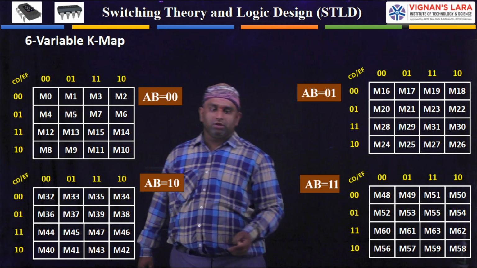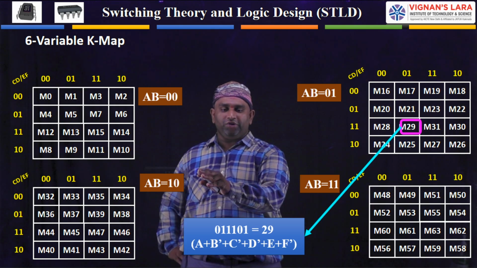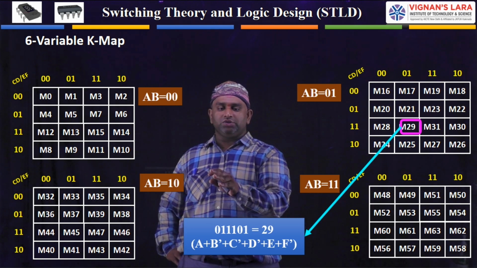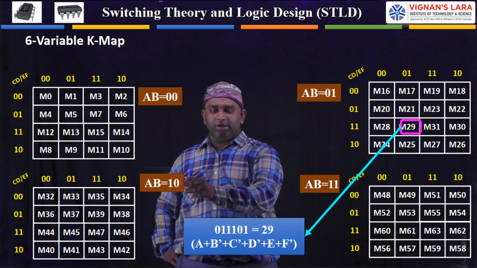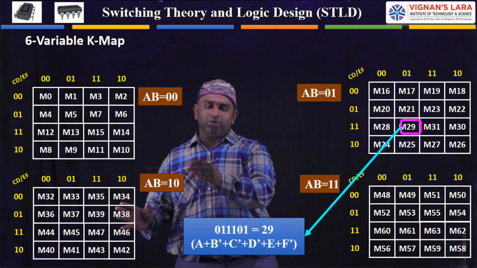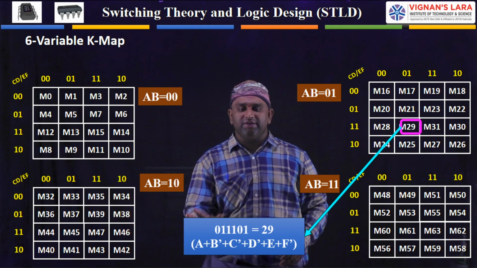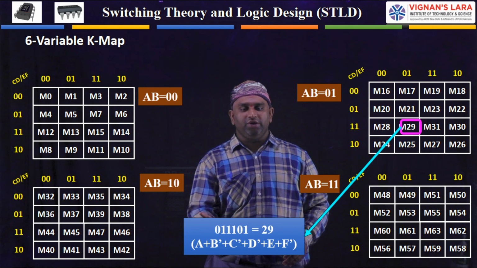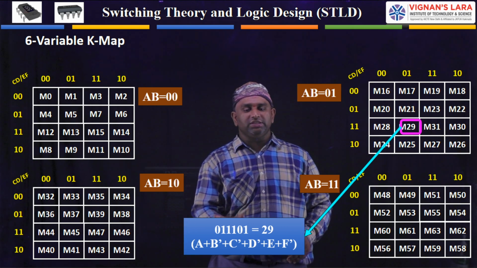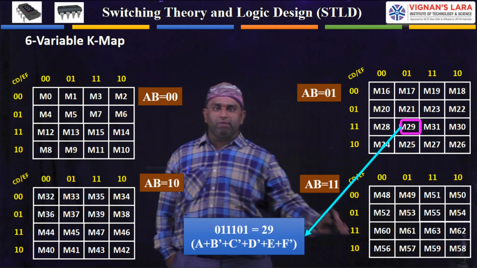Right. So coming to here, for A, if it is 0, you have to write down A. If it is 1, you have to write down A bar. Here also, if it is 0, you write A, and if it is 1, you write A bar. So here 0 is available, I represented A. If 1 is available, B bar, 1 is available, C bar, 1 is available, D bar, and 0 is available, E, and 1 is available, F bar.